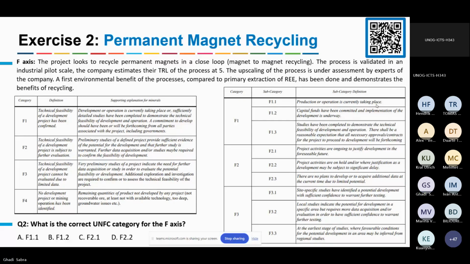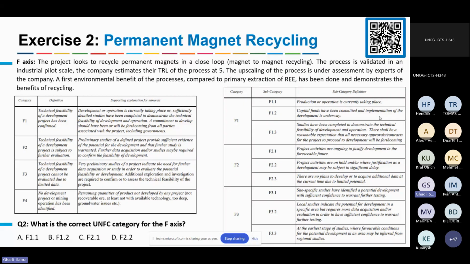F. Is it F1.1, F1.2, F2.1, or F2.2? Again, F1 being the technology maturity is confirmed, or the development also, or F2, where it needs further evaluation. F3, it cannot proceed due to limited data, or F4, no project operation or development has been identified.